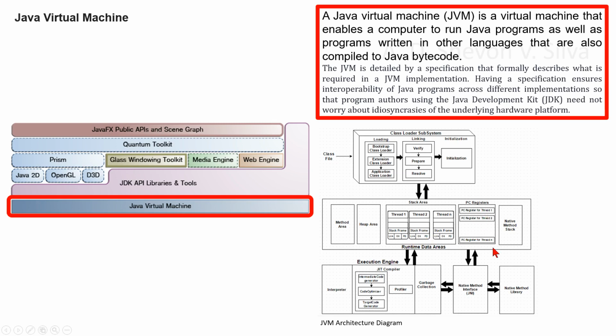PC registers: each thread will have a separate PC register to hold the address of the current execution instruction. Once the instruction is executed, the PC register will be updated with the next instruction. Native method stack: the native method stack holds native method information. For every thread, a separate native method stack will be created.